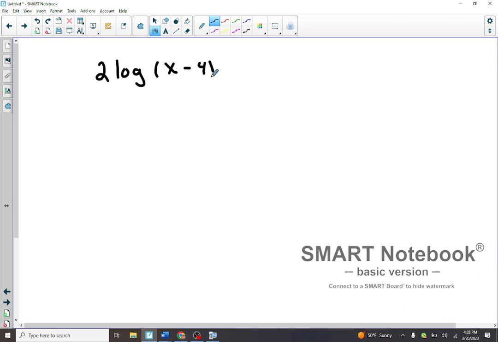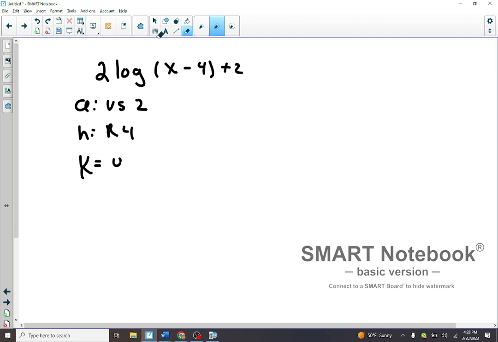Plus 2. Very quickly, A is a vertical stretch by 2. H in this case is right 4 because it's positive 4. Your K is going to be up 2. You could type this in your calculator, but it will look like this. Growth, right? No, you don't describe it in this one. This is a log equation, so log equations don't have growth or decay in that way. That's easy. It's as easy as that. But it automatically starts at 1, 0.